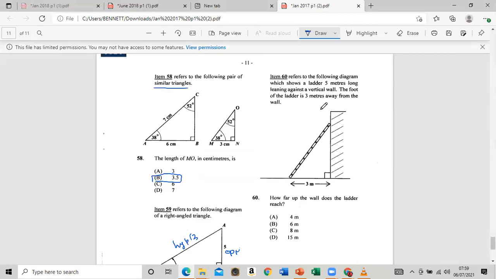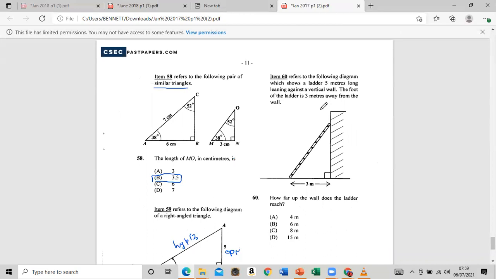All right. So item 60 refers to the following diagram, which shows a ladder of 5. Oh, this is a ladder, so it's 5. Just put it, guys, just put in what you get. As I get it, you put it in, all right? Long, leaning against a vertical wall, the foot of the ladder is 3 meters away from the wall. How far up the wall does the ladder reach? I don't even understand this. Let me see. They do give you the answer already. Let me see what they want to say. Oh, the ladder of 5. All right, that's the matter.